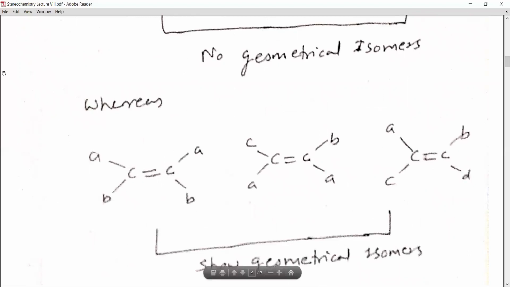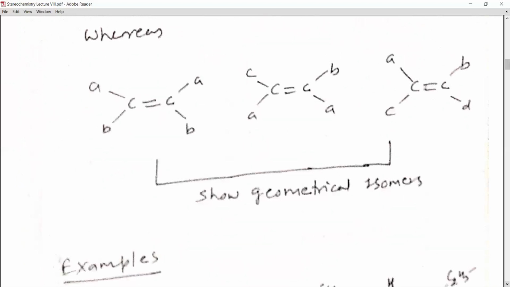Whereas in this molecule, this carbon has different substituents and this carbon also has different substituents. Here also we can see, here also in this. So this type of molecule will show geometrical isomerism.